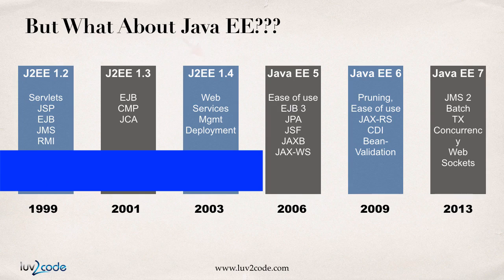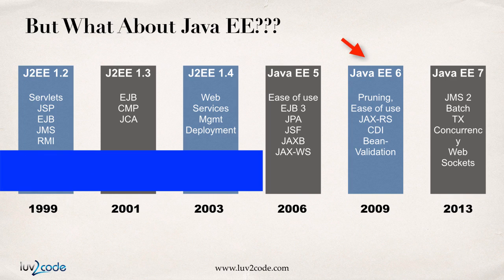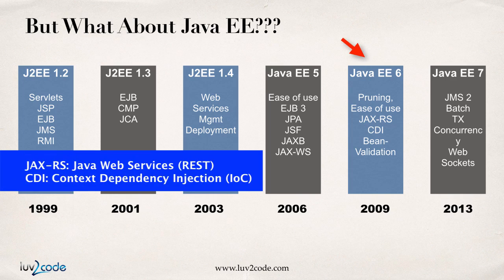And in Java EE 5, they kind of renamed it a bit. So it's Java Enterprise Edition 5. They dropped the J2EE thing. And they added some ease of use for EJB3, JPA, JSF, JAXB, and JAX-WS for web services. And then with EE6, again, they pruned, meaning they got rid of some stuff that didn't work, mainly some of the EJB problems. And also they made it easier to use, and so on and so forth.